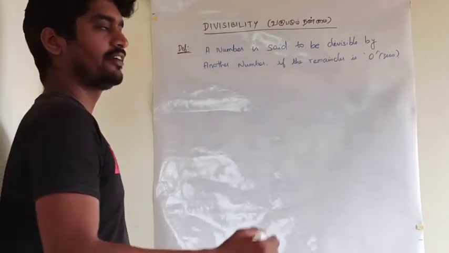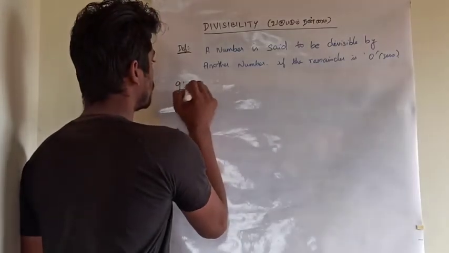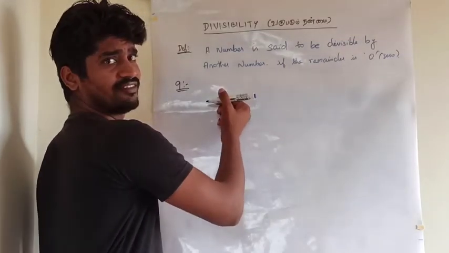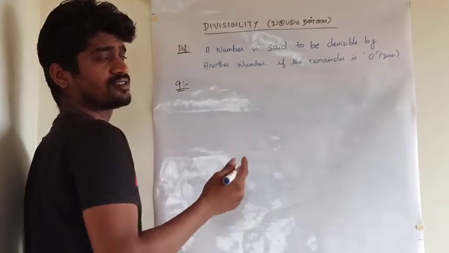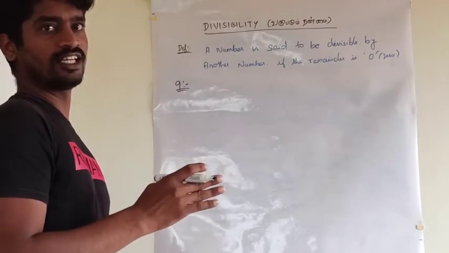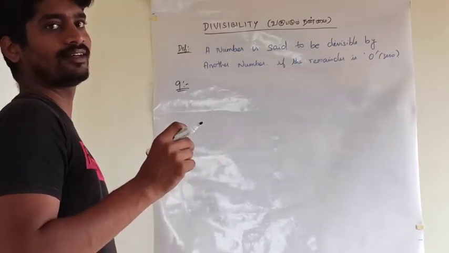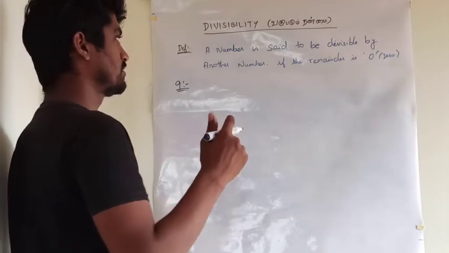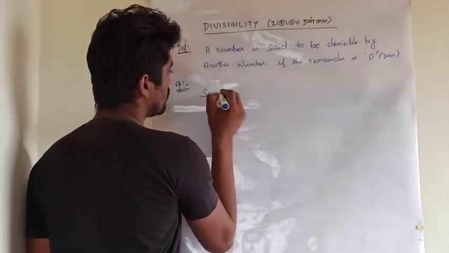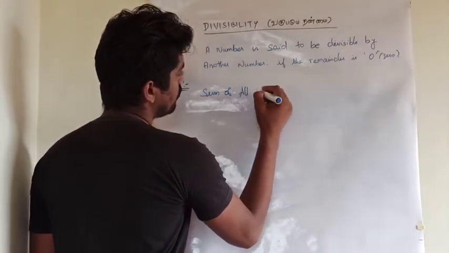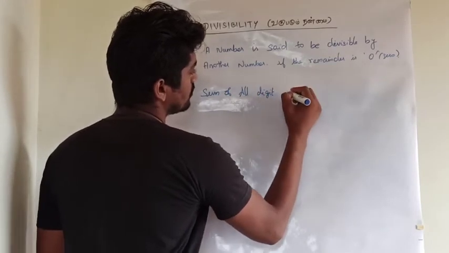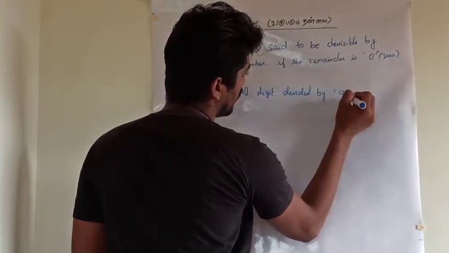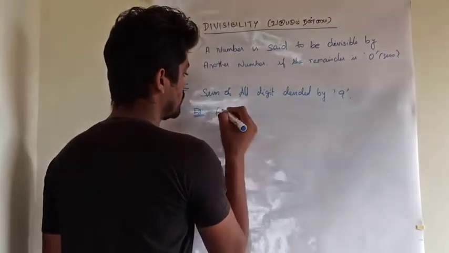The divisibility rule for 9 is the sum of all the digits divided by 9. It is the same as the divisibility rule for 3. There, the sum of the digits is divided by 3; here, the sum of the digits is divided by 9. So the sum of all digits divided by 9.